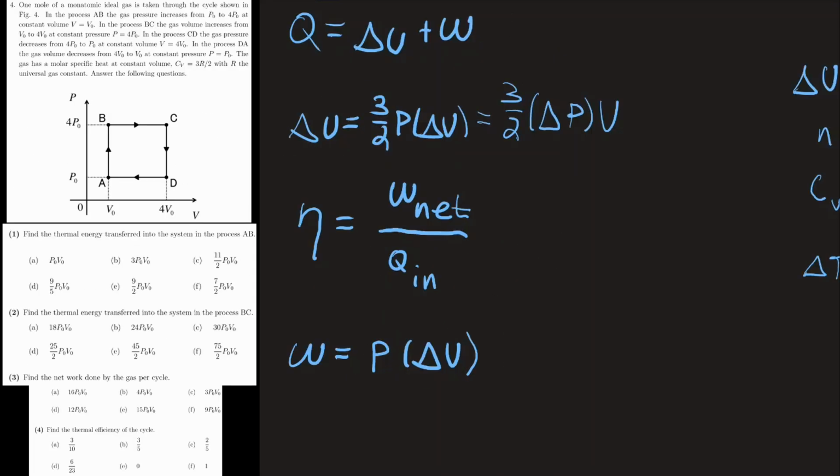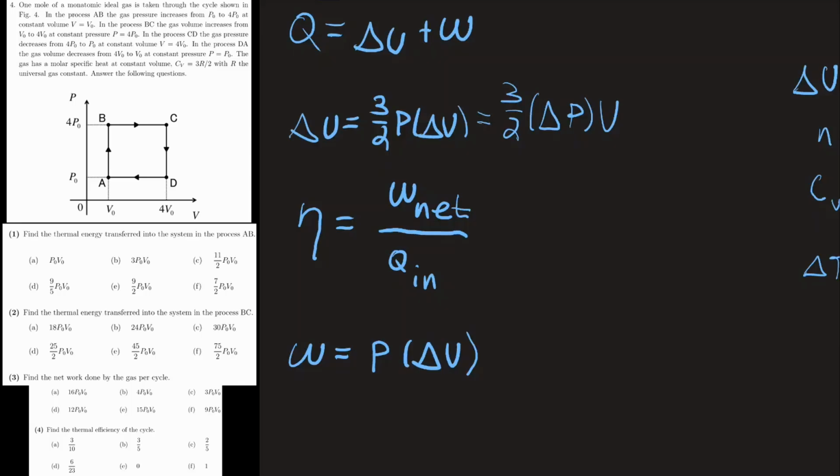So next is question 4, the section 4 question, which says, 1 mole of a monatomic ideal gas is taken through the cycle shown in figure 4. In the process AB, the gas, I'm not even going to say all of it, you can just look at the diagram and see. The gas has a molar specific heat at constant volume, C sub V equals 3R over 2, with R the universal gas constant. Answer the following questions.